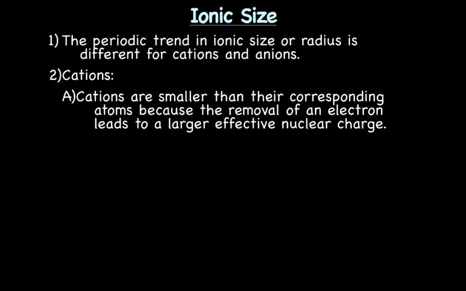Cations are smaller than their corresponding atoms because the removal of an electron leads to a larger effective nuclear charge. Let's go through this. We'll use lithium again because lithium is just so easy, right? So we have 1s2, 2s1. That's the lithium atom. How does lithium become an ion? Well, lithium ion is a plus, and it removes 1 electron. It's going to be 1s2.